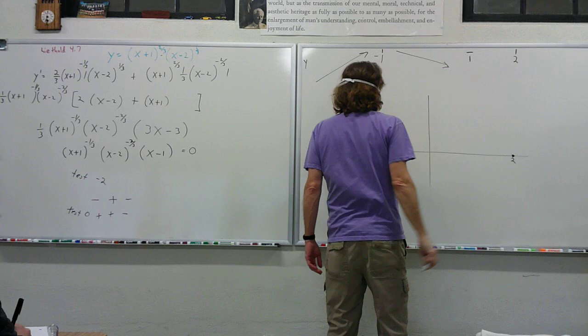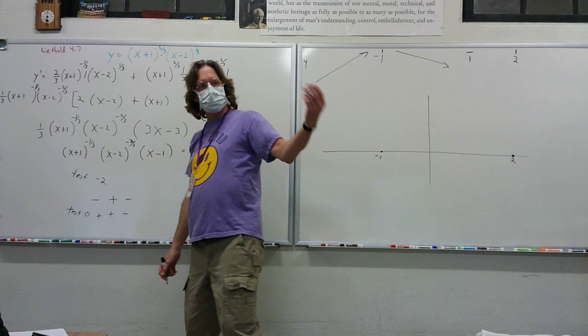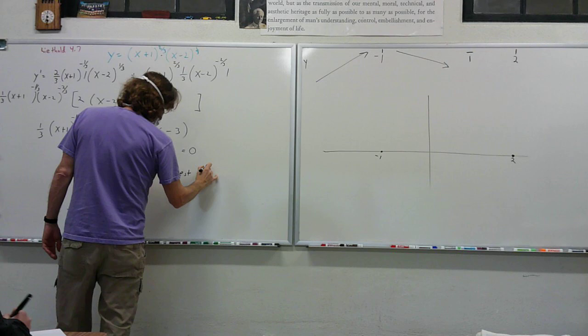I bet between 1 and 2, it probably keeps going down. Who knows? What number are you going to pick between 1 and 2 to test? Test what? 3 over 2. Test 3 halves. Please don't test 1.5. 3 halves.